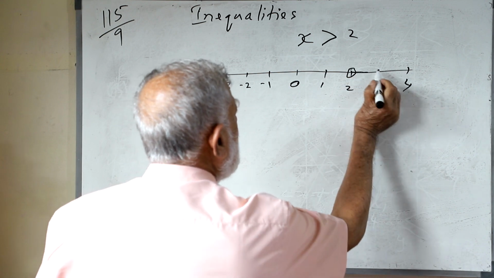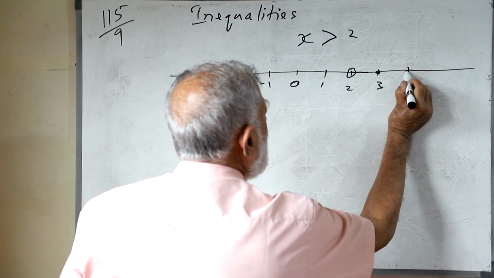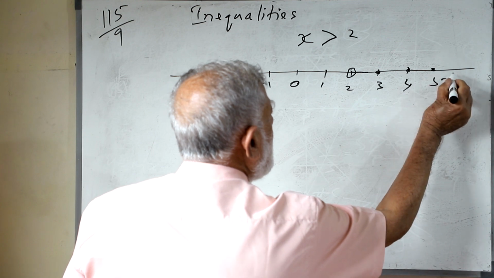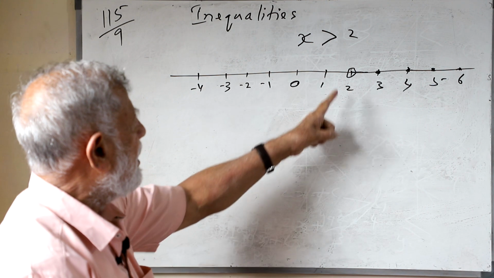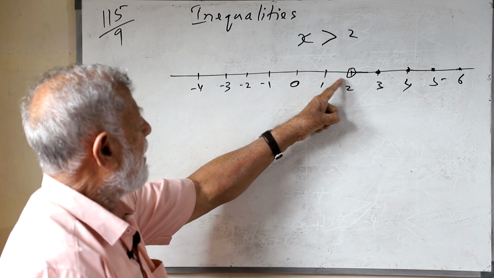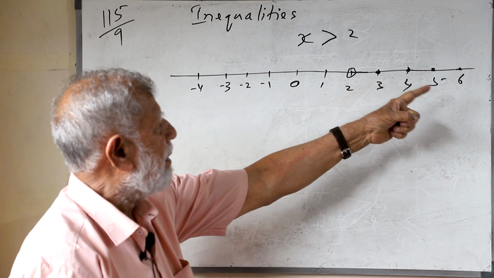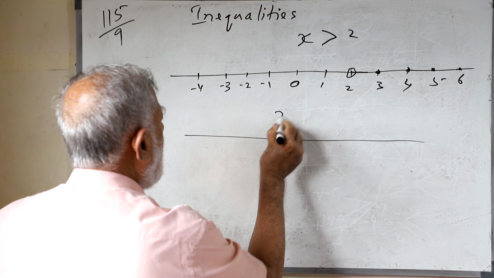Now, integral values means you have to mark these numbers, these are the integral values. Here x is greater than 2 means we don't take 2. If we are starting from here, we don't take 2, but we take all the other numbers greater than 2.